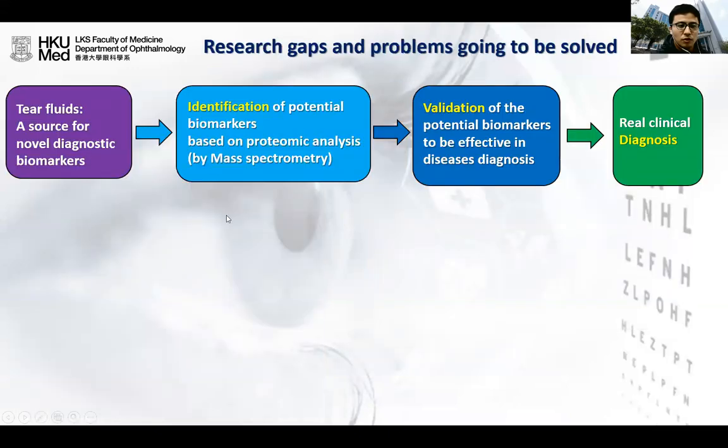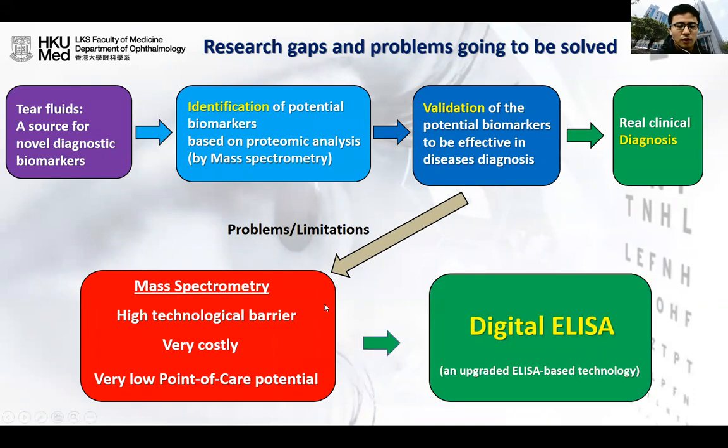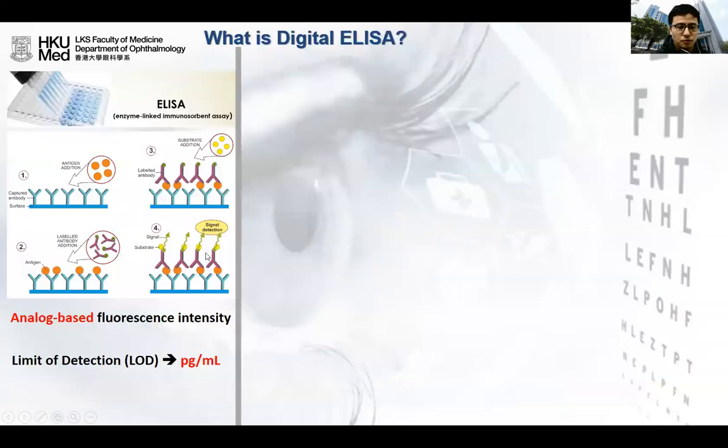Therefore, recently, a lot of proteomic analysis studies have tried to identify many potential disease biomarkers using mass spectrometry. However, to validate these potential biomarkers to be clinically relevant, large-scale clinical studies are required. Relying on mass spectrometry is not so cost-effective, and will also require skilled personnel to run the analysis. Therefore, an alternative analytical method, digital ELISA, may be a possible solution.